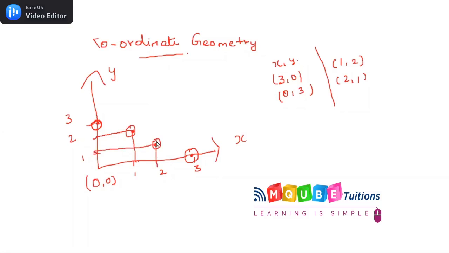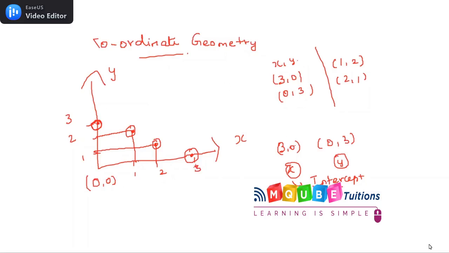So these points, 3, 0 and 0, 3, are lying on the x and y axis respectively. So these points are known as intercept points. That means this point is crossing on the line of the x-axis and y-axis.